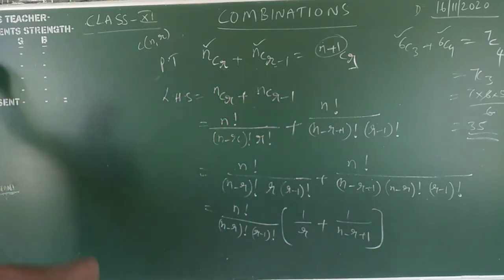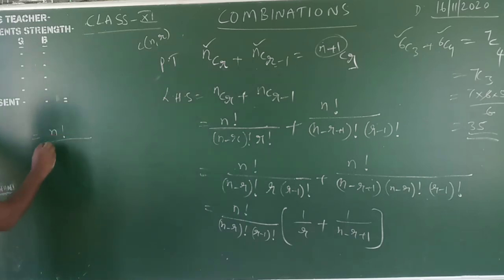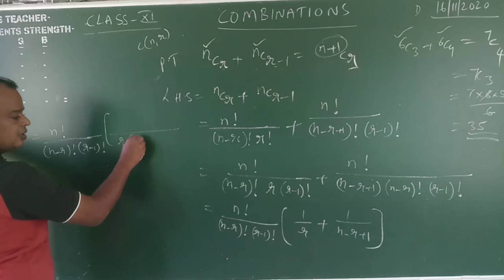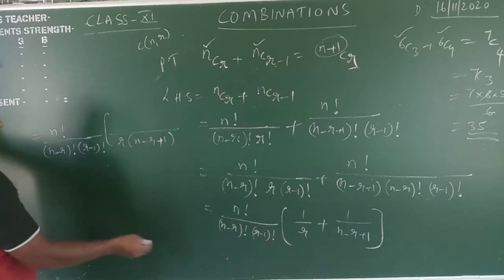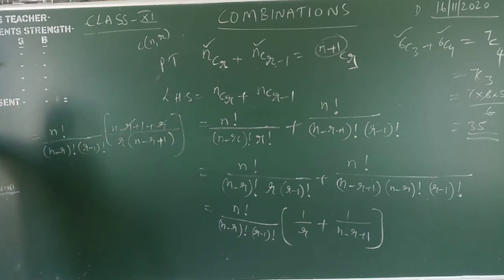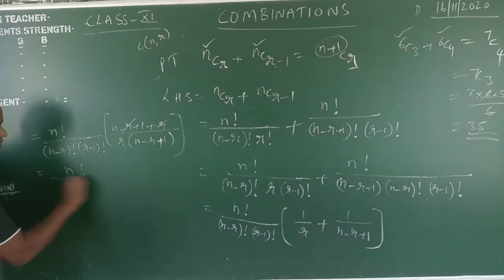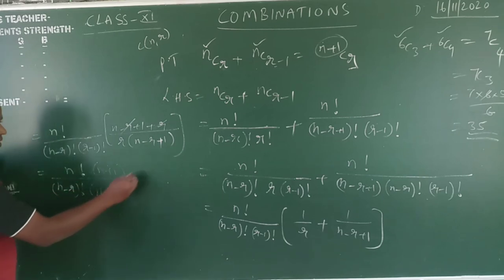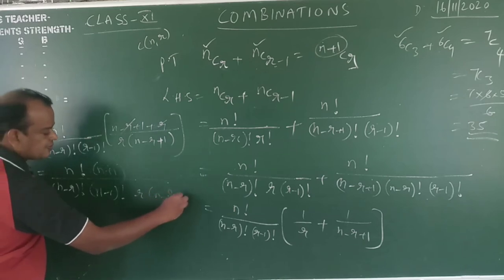Now, what is the LCM of the bracket? The LCM is r into n minus r plus 1. Now, n minus r plus 1 plus r: minus r plus r cancel. What is the numerator remaining? n plus 1. Now, n factorial into n plus 1 by n minus r factorial into r minus 1 factorial into r into n minus r plus 1.